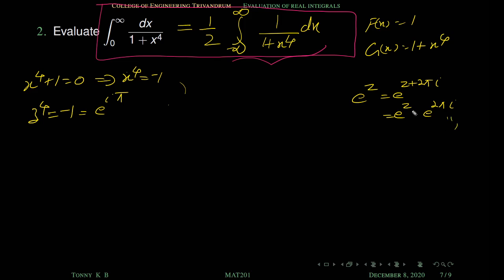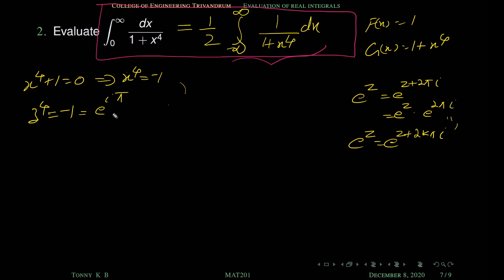Okay. So in general, e raised to z is equal to e raised to z plus any integer multiple of 2 pi I, that is 2k pi I. We can easily verify that e raised to 2k pi I is 1. That is cos 2k pi plus I sin 2k pi. Sin 2k pi is always 0 and cos 2k pi is 1. Okay. So that's why the period of e raised to z is 2 pi I.